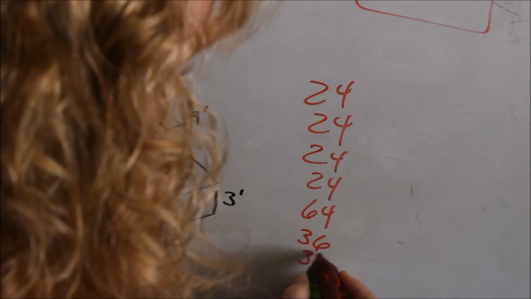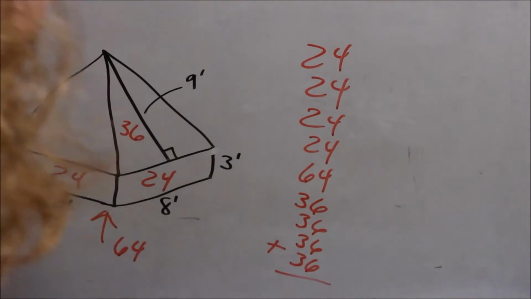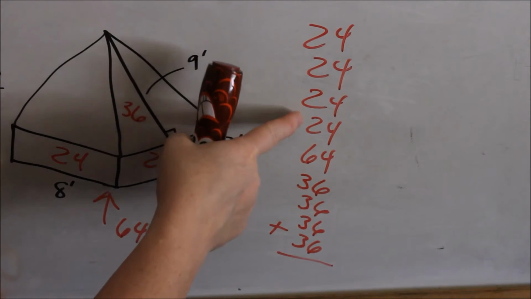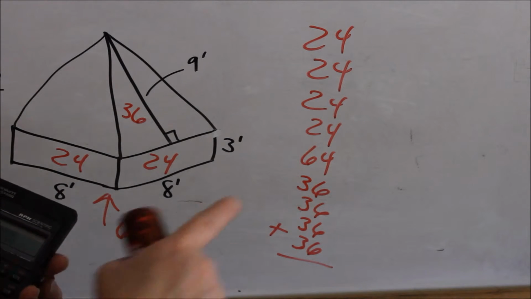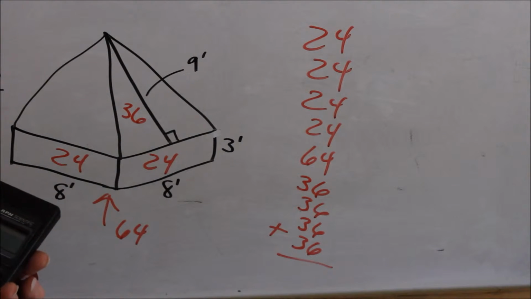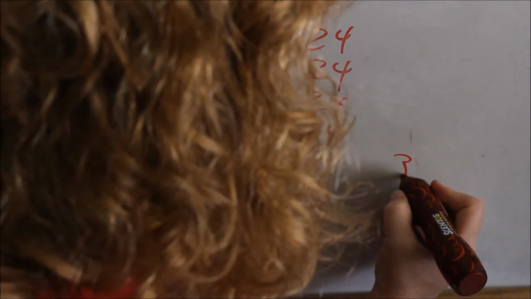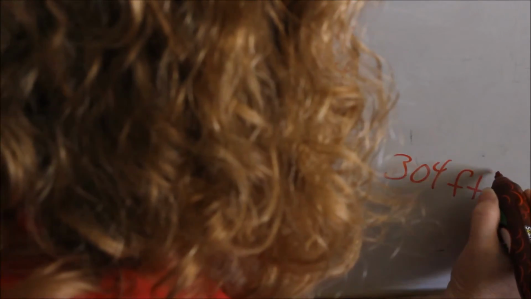Again, you can either do 4 times 36 or just write 36 4 times. Same thing, whichever you want to do. So 1, 2, 3, 4. I have 4 24s, so I'm going to do 24 times 4. Add my 64. Then I have 36 4 times. So that surface area should be 304 square feet.